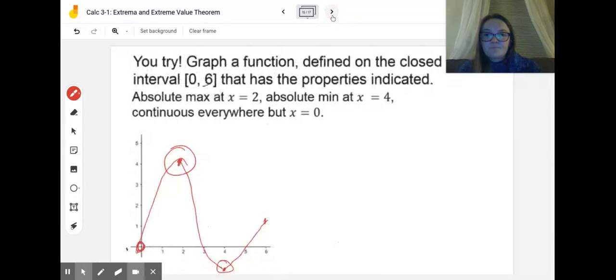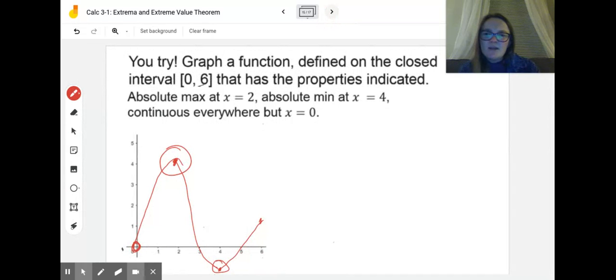All right. So the next question, it says, okay, I want to graph something that has a max at 2, a min at 4, and continuous everywhere but 0. So what I drew, and this is just kind of an exercise, is I have a hole at 0, I have a maximum at 2, and I have a minimum at 4. So just be prepared to be able to graph something given properties with maximums and minimums. You won't have to do that too much, but I thought I'd give you the example.